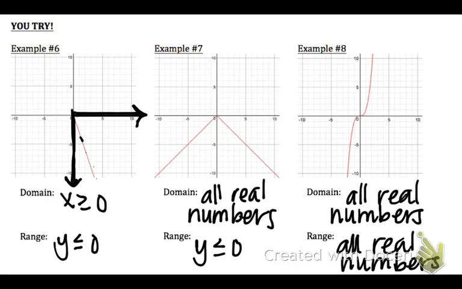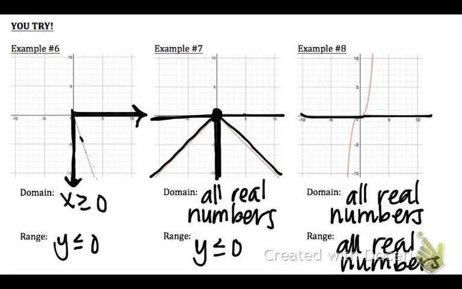For number 7, the domain is all real numbers, so we see some graph on the positive side as well as on the negative side. But for the range, since it's only occurring down here, that means the y's are at maximum 0, so y should be less than or equal to 0. On number 8, there actually are no restrictions. The domain is all real numbers. We have positives and negatives. And the range, which are the y's, I have positives and negatives.